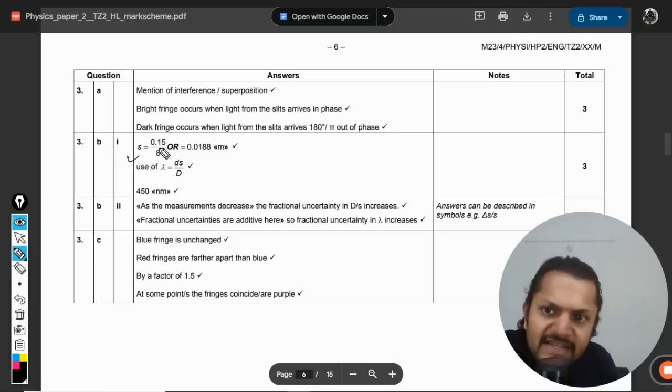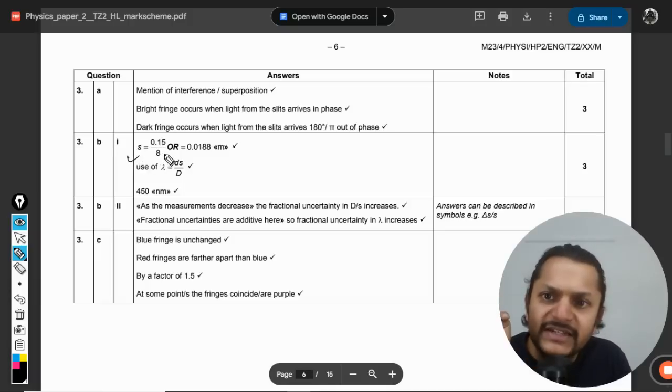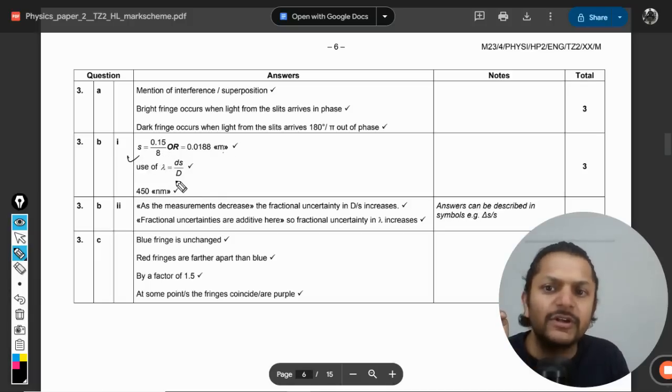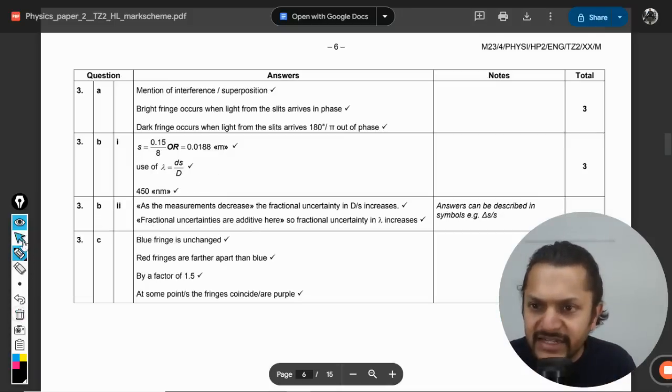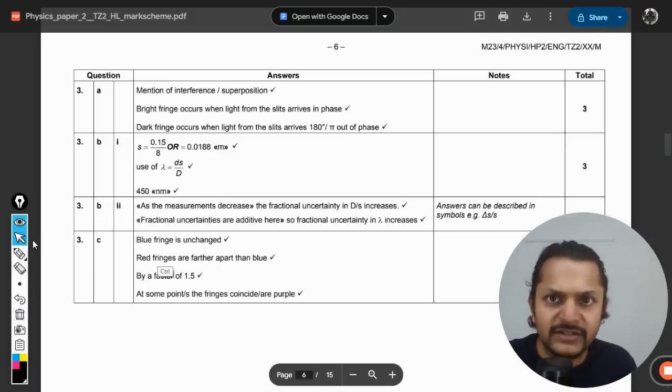Now the spacing is 15 centimeters divided by 8. That is this, and this is equal to the same formula that I told you. Lambda is equal to s d by D, and from it you would get the answer 450 nanometers. Exactly the same thing as we did. Let us now move to the next part.